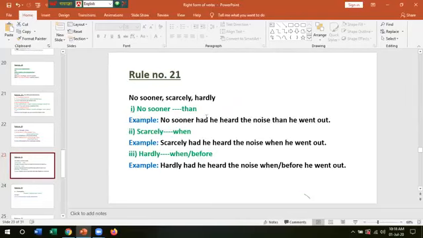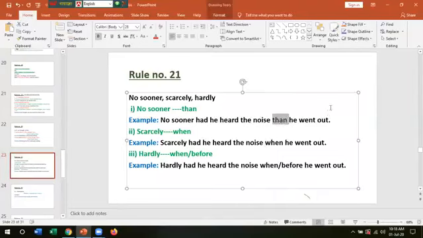So we have used: No sooner had he heard the noise than he went out. No sooner had he heard the noise, we have used than. If you do not use than, the sentence will be incorrect. No sooner had he heard the noise than he went out.